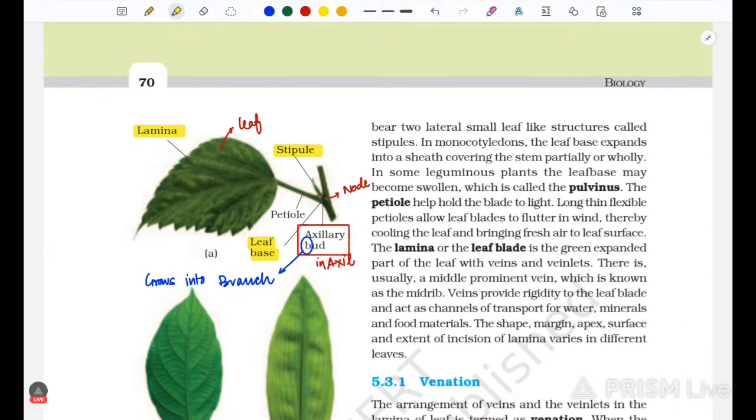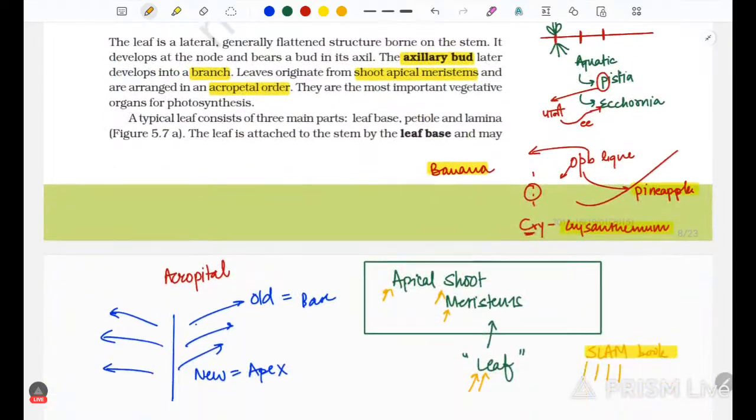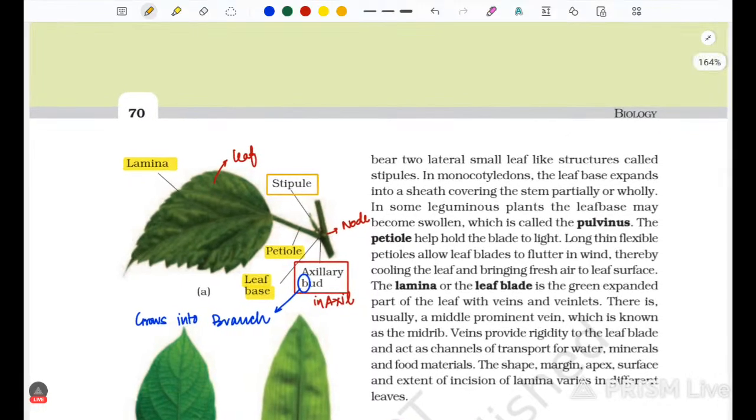Sorry, petiole, leaf base and lamina. Petiole, leaf base and lamina, whereas stipule, that's not a part of the leaf. It's not a part of the leaf, but there may be a small leaf-like structure which is called a stipule. So what is stipule?